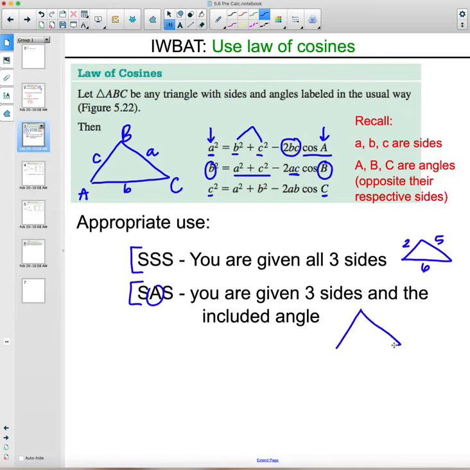Or if you had something like this, where you had a side, and then the angle in between these, then you could use law of cosines. So not anything else. So not if you had this side, this angle, and then this angle. That angle is not between these two sides, so you would not use law of cosines for this. It has to be all three sides or two sides and the angle between those two sides.